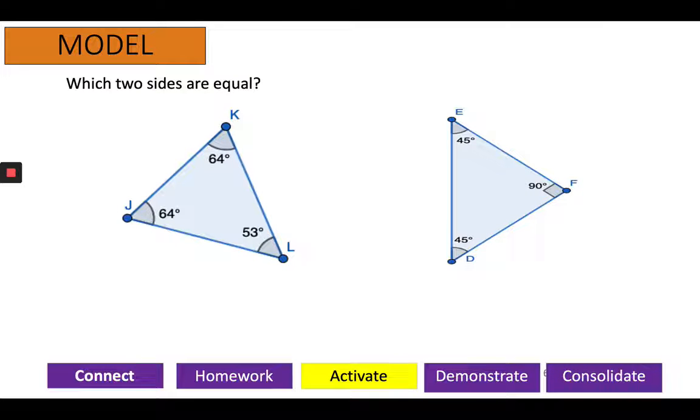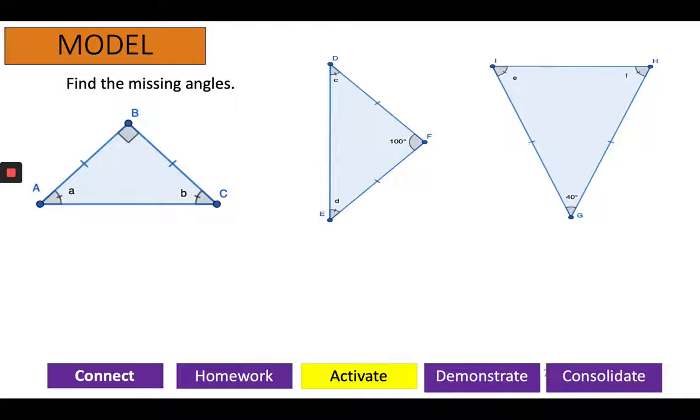So if we're asked to find which two sides are equal on an isosceles triangle, we would look at our interior angles and see which ones are equal. So for our first one, we have 64 degrees and 64 degrees. So I'd go to the opposite side and put two dashes. For our next triangle, we have 45 degrees that are equal, so opposite of 45. Those are our equal sides.